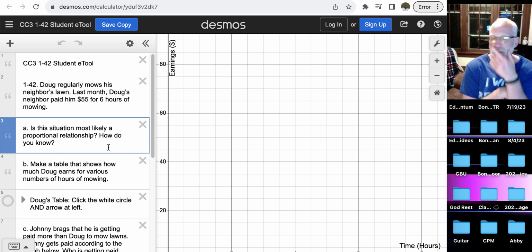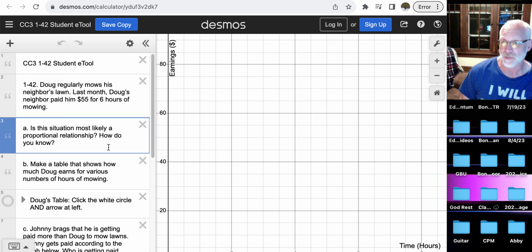So they're going to think about that as a group, and they're like, well, is this proportional? Number one, if he doubles his work, does he get double the money? Number two, if he triples his work, does he get triple the money? And then does it go through the origin? If he does zero work, does he get zero money?